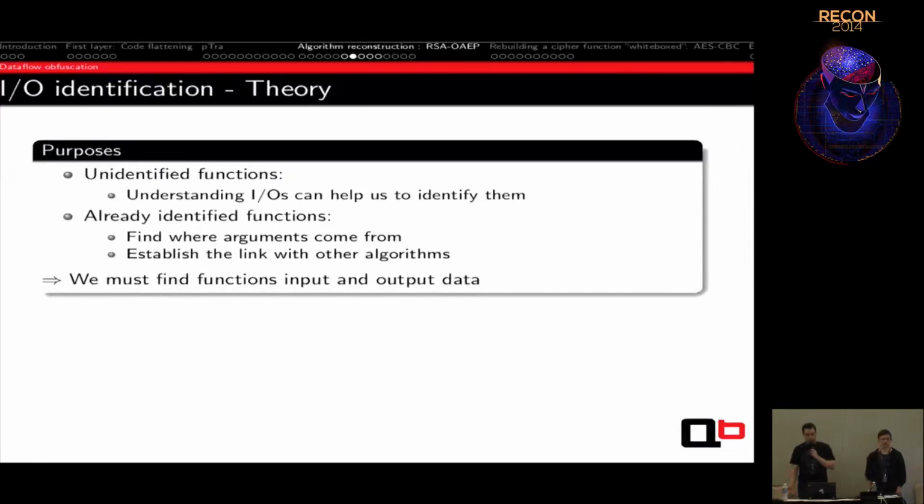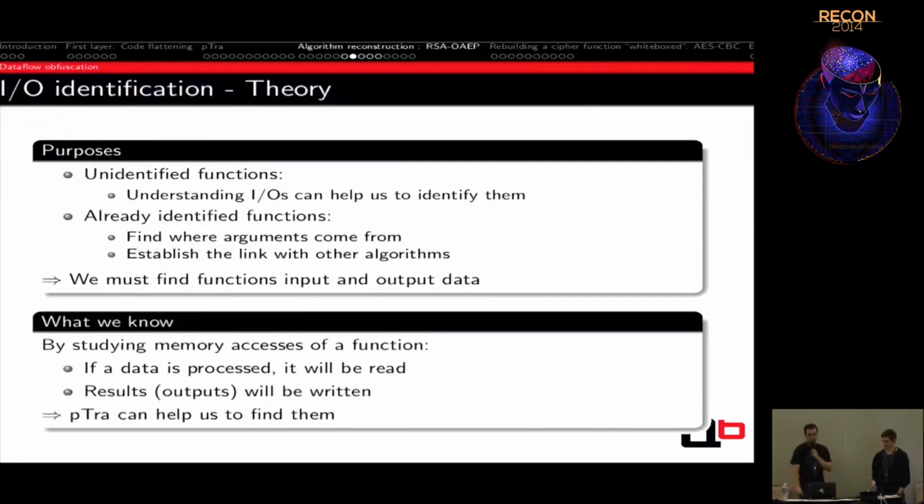do I/O identification. For an unidentified function, it can help us to identify it, because if we have the input and output, we can do some guessing and find the purpose of the function. And if we already have some identified functions, typically like the SHA-1, it can help us to find where the arguments come from and make the link with the other primitives of the DRM algorithm.